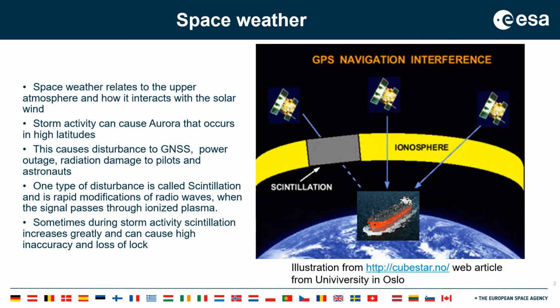So when a satellite sends a signal to the GNSS receiver on the boat, when it passes through the ionosphere, scintillation might occur, which can give it a high inaccuracy. So the boat's position might be sent to the side, or it can just completely get a loss of lock, which means it doesn't know where it is at all.